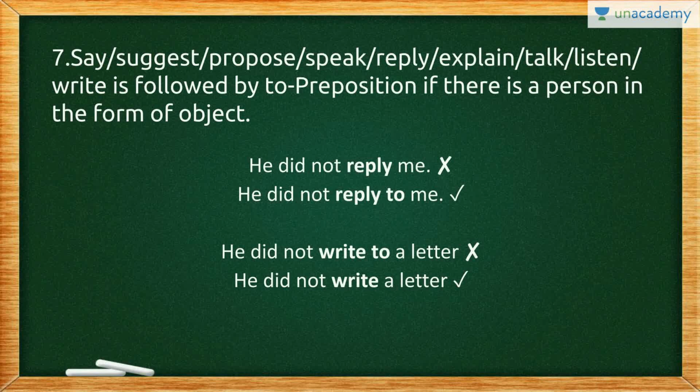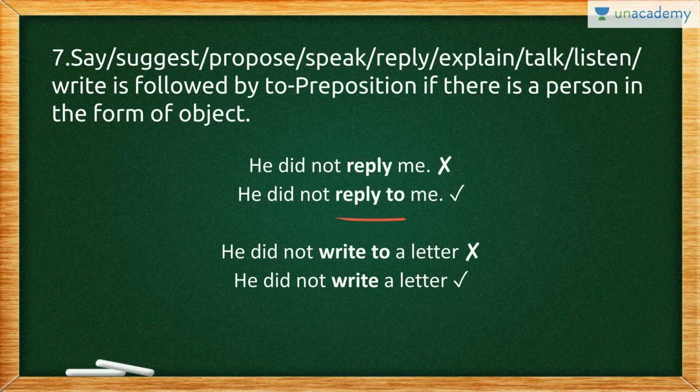Say, suggest, propose, speak, reply, explain, talk, listen, write are followed by the preposition to if there is a person in the form of object. Now read the examples, it will give you a better idea. He did not reply me. Now here reply should be used with to, because the object is a person. So he did not reply to me. Me becomes the object here. So he did not reply to me.